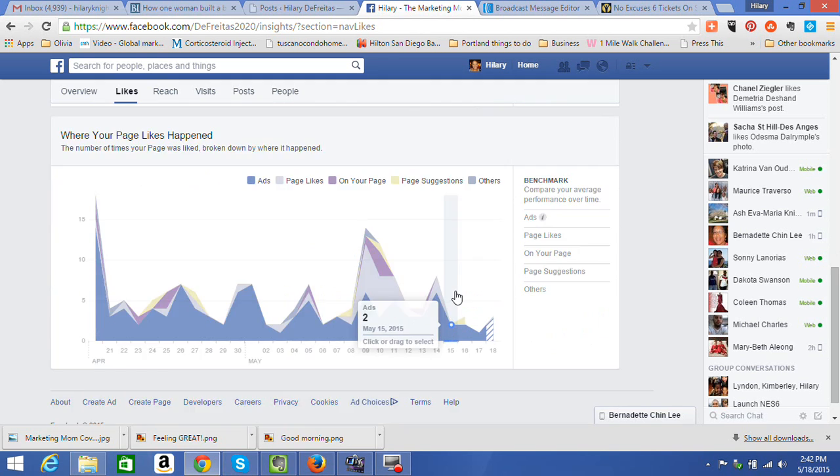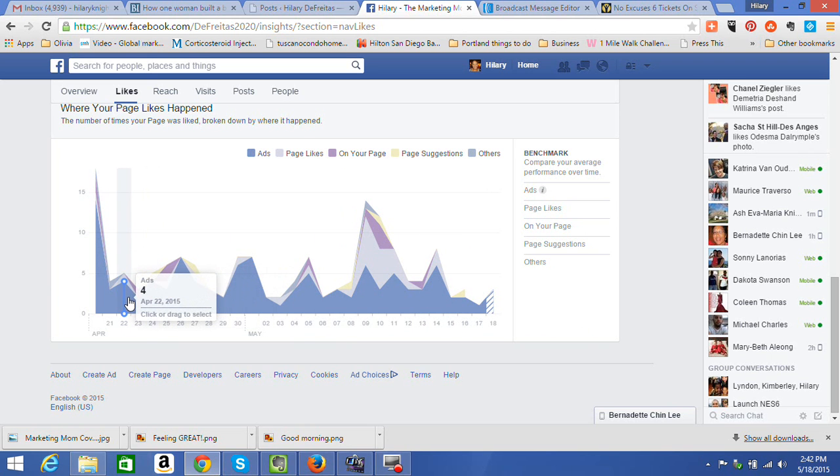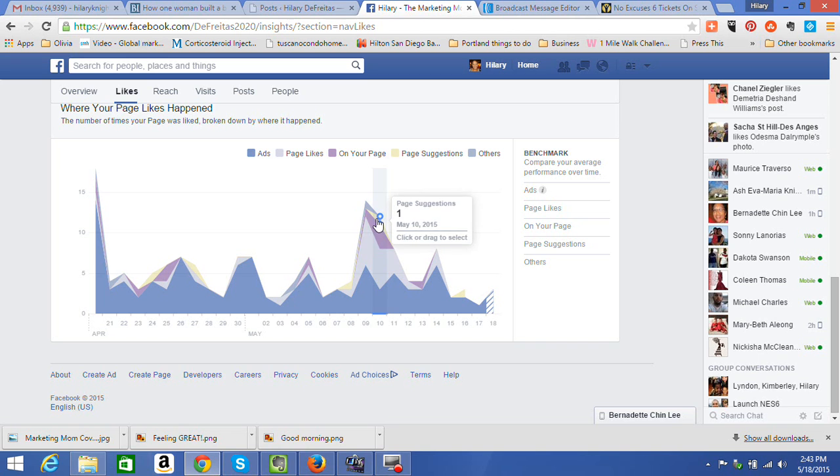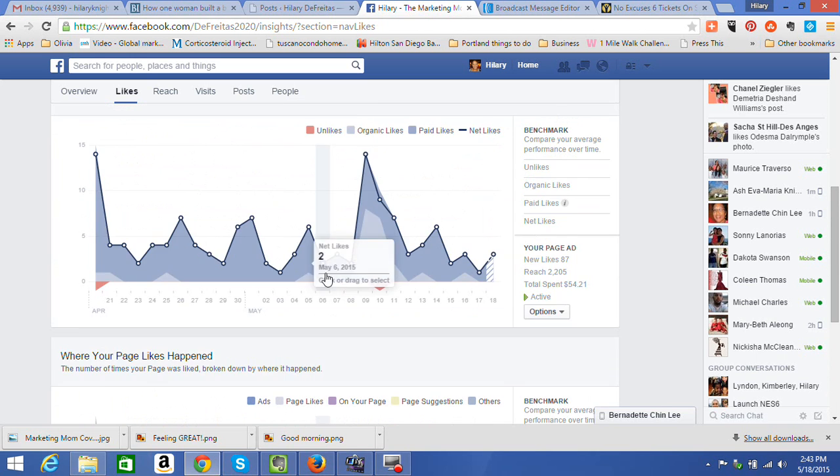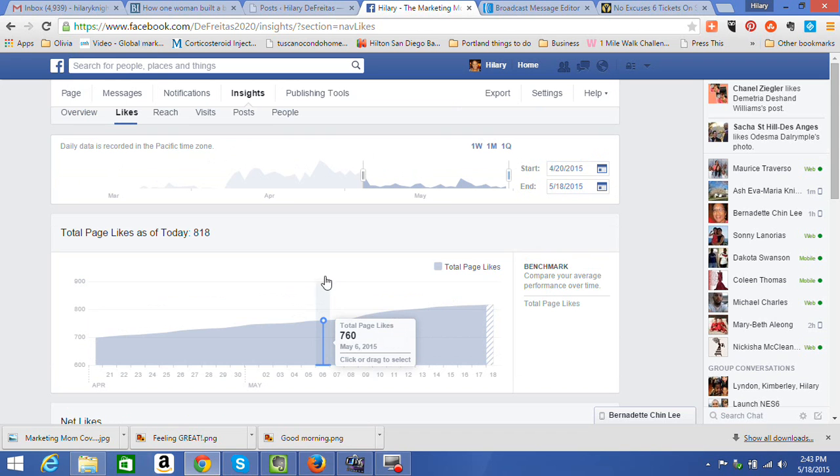It also gives you a breakdown of exactly where people have come to like your page. Whether it was in an ad in the ad stream, as you see here with the blue, whether they were actually on your fan page when they liked it, or whether it was a page suggestion. You can see a very thin layer there of that peach. That is somebody liking your fan page from a page suggestion, and those types of statistics actually boost your fan page's ability to be seen in other people's streams.